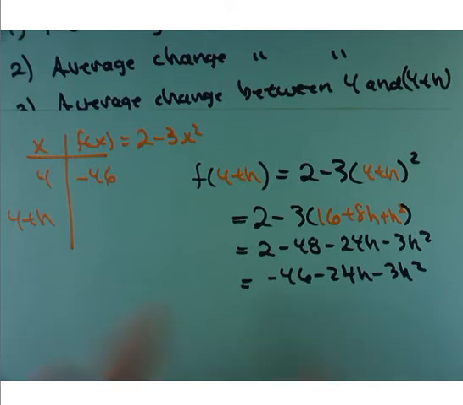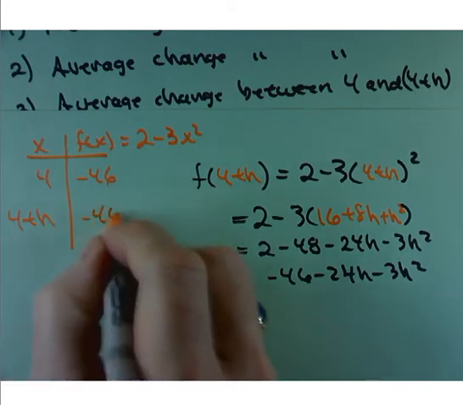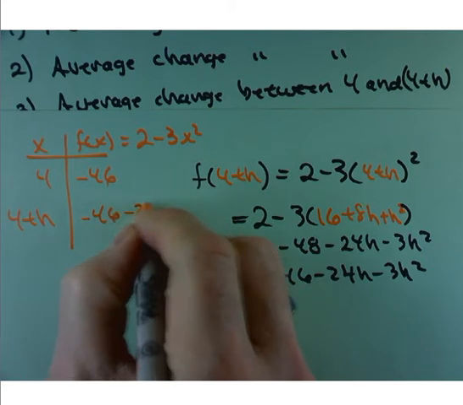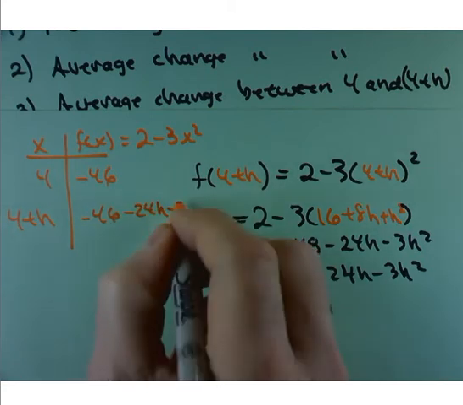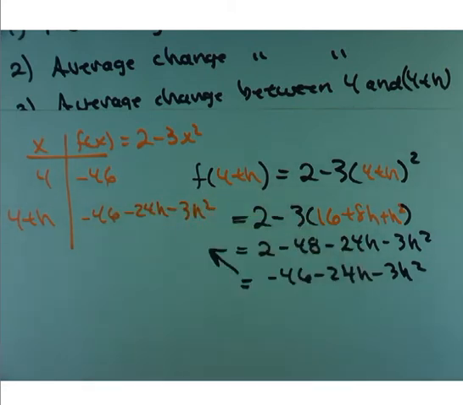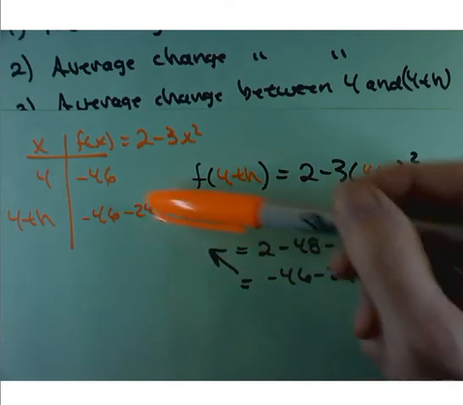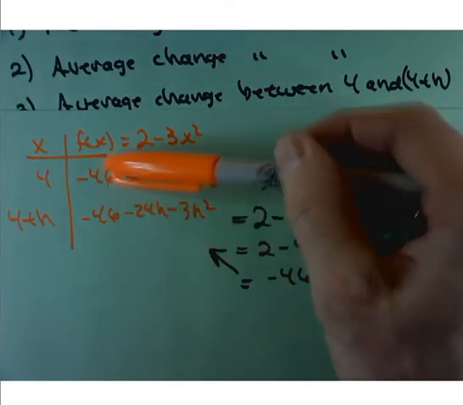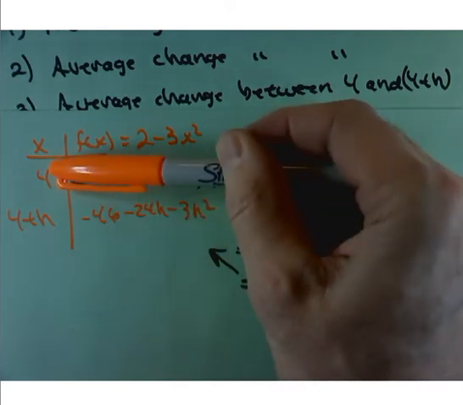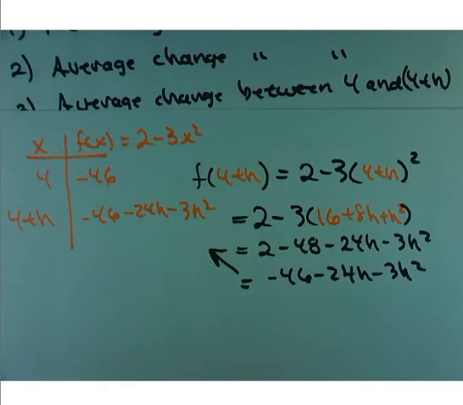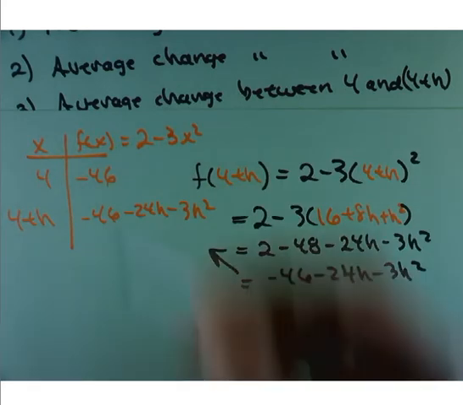So that goes up here. So negative 46 minus 24h minus 3h squared. If I want to find the average rate of change between these 2 points, then it's going to be the difference in the y coordinates divided by the difference in the x coordinates. So let's go at it that way.